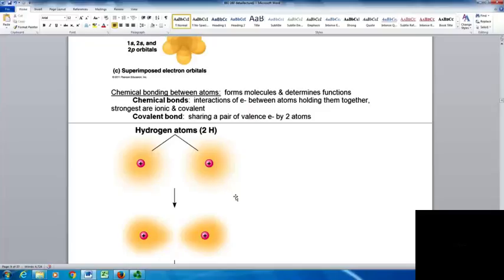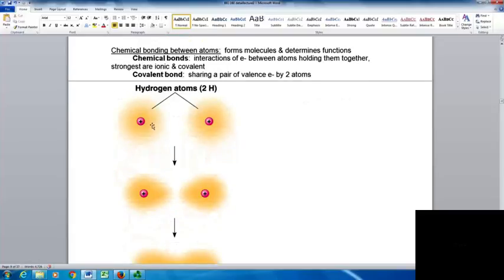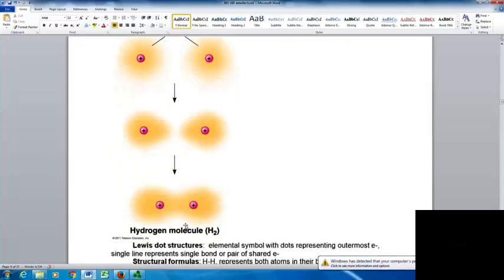So a chemical bond is just the interaction of the electrons between atoms, and this is what holds them together. The strongest are the ionic and covalent bonds. Covalent bonds are going to involve sharing a pair of electrons, and we're sharing the valence electrons between two atoms. So hydrogen, each of these has one valence electron. It would like to have two in that shell. So when their shells get close enough to overlap, they will actually both have access to two electrons. Two electrons will pass through their little cloud, and so then the molecule will be happy and they will be held together. So this would be your H2 molecule.